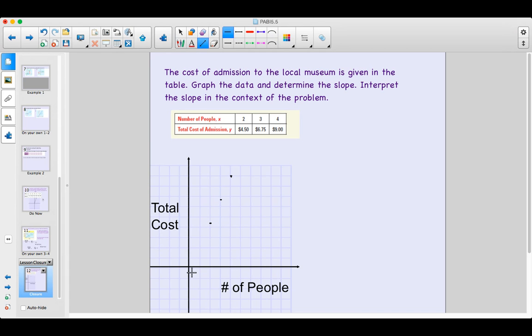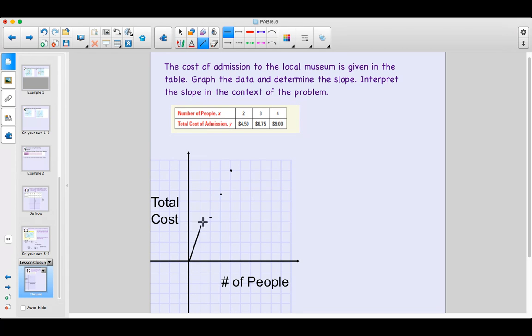Now I'm just going to use my tool to kind of help me draw the line. And we can put the line all the way through. We're going to just keep it in this first quadrant here because really I'm only going to be dealing with positive values. If I'm comparing the number of people to the total cost, then I'm looking at only positive. I can't have a negative number of people and I can't have a negative cost.